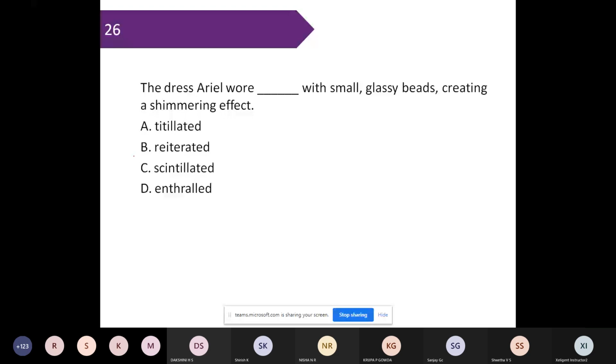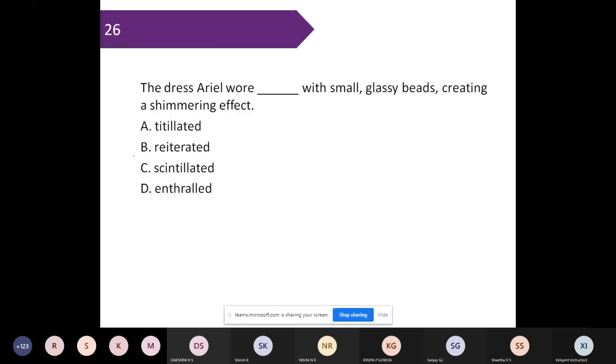Yes, sometimes you might have options like this. So for that, you need to learn vocabularies. That's why I have suggested you to learn root words. Root words will help you to learn vocabularies, that is synonyms and antonyms. If you learn synonyms and antonyms, you can guess the meaning of the words. What is titillated, what is scintillated, and enthralled. So it's important to learn synonyms and antonyms for sentence completion as well.